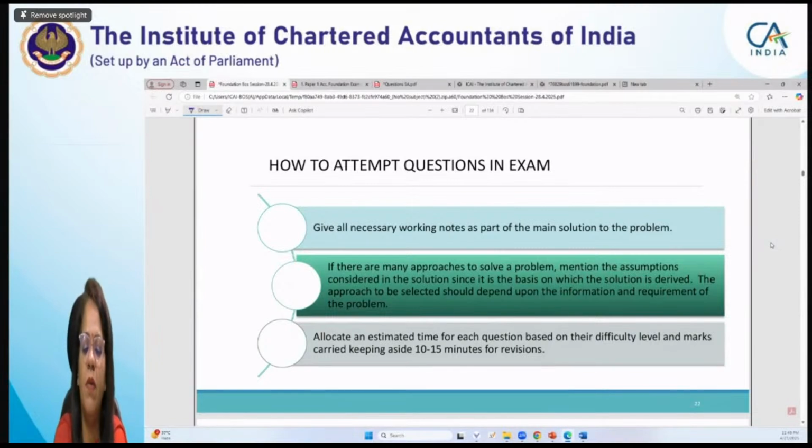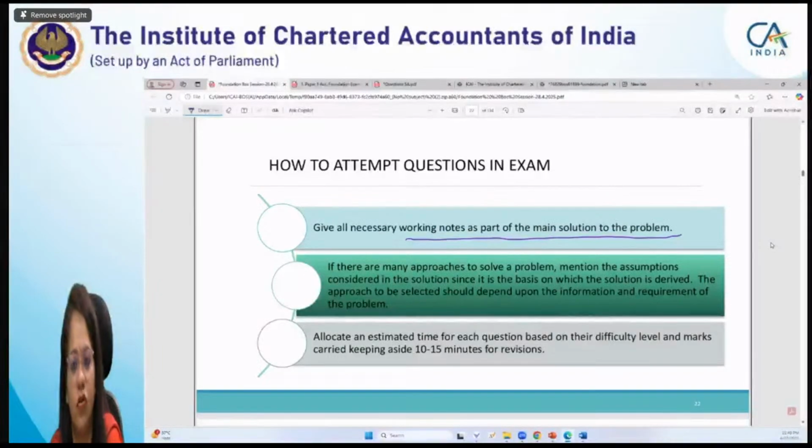Now, one important point is how to attempt the question. While attempting the questions, I already told you, you should do all the subparts in one go. Give all necessary working notes as a part of your main solution of the problems. For example, if you are doing an income and expenditure account, you have to calculate subscription. There are many subscriptions: outstanding subscription for previous year, current year, then advance subscription for previous year, current year. These have to be calculated.